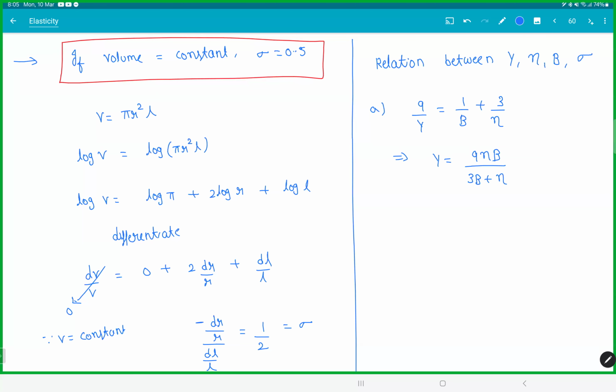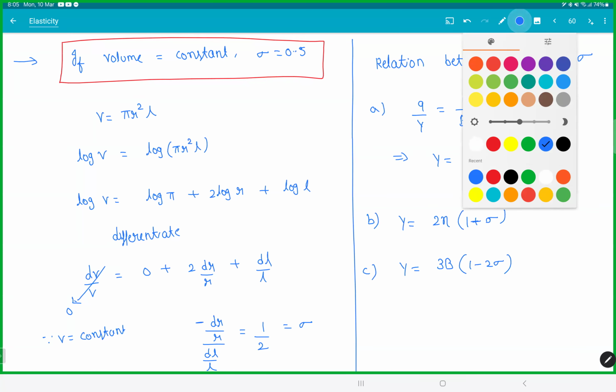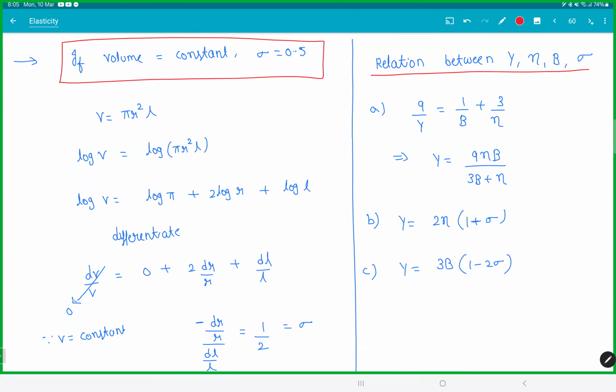So this is a relation between Young's modulus, rigidity modulus, and bulk modulus. Young's modulus is 2 eta times 1 plus sigma. Young's modulus is 3 times bulk modulus times 1 minus 2 sigma. There. These are the relations between these things. Check it out.